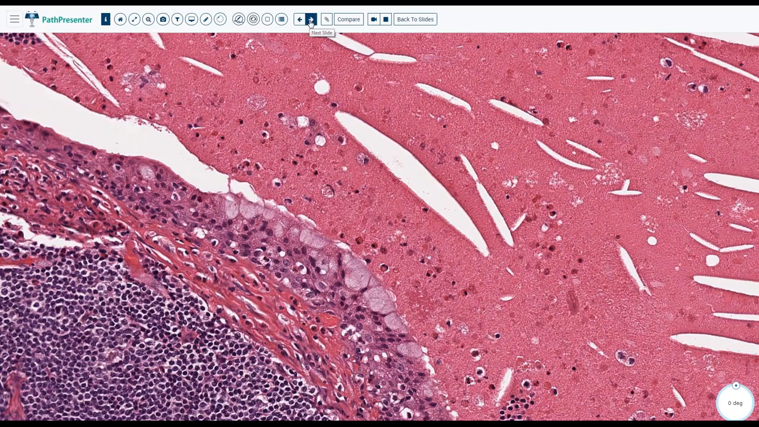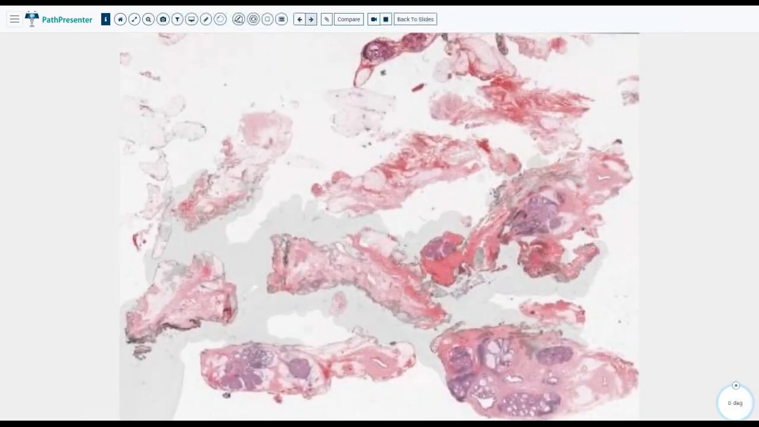This is Warthin tumor. You can call it Warthin's or you can call it Warthin. It's up to you. Both are correct. All right, good job, everyone. Next case. All right, next case.